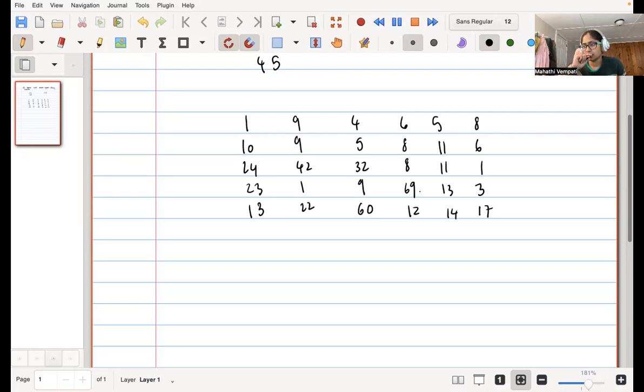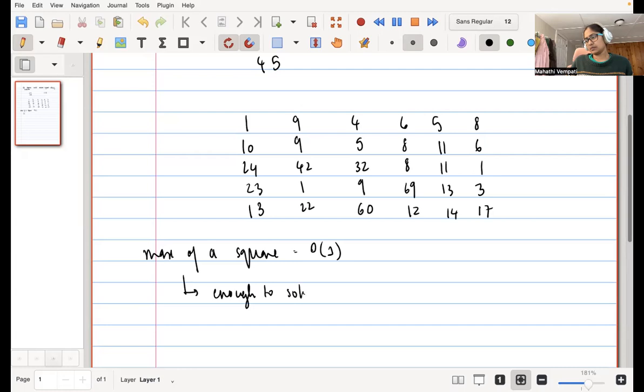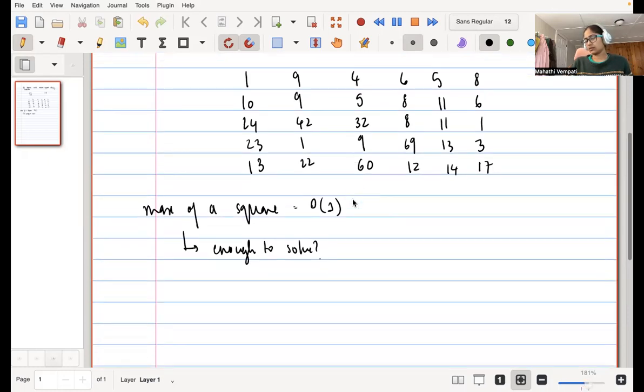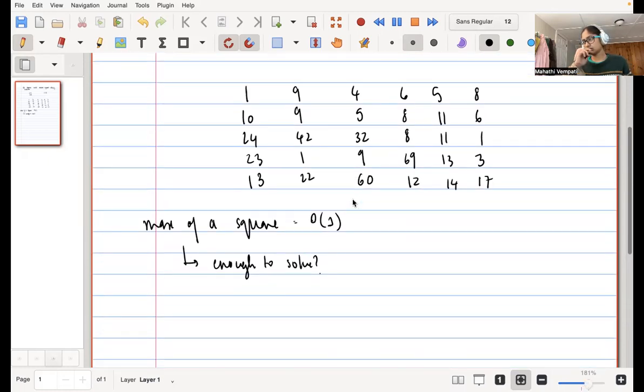By any chance, if there was a way for me to find the maximum of a square in O of 1, if I could do that in O of 1, is it enough to solve the problem? Let's see. How do I know how many squares of each size?